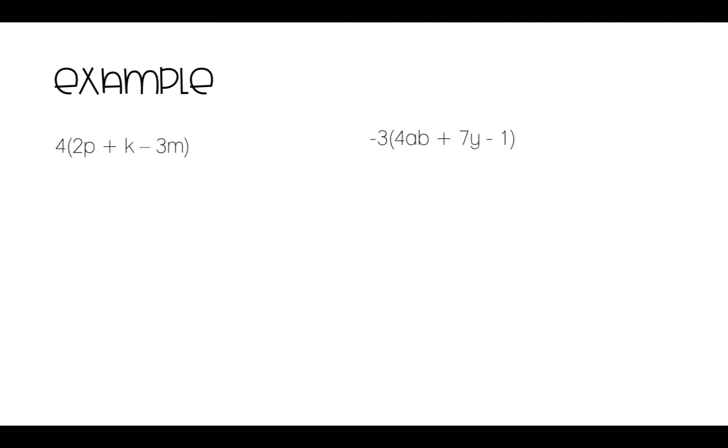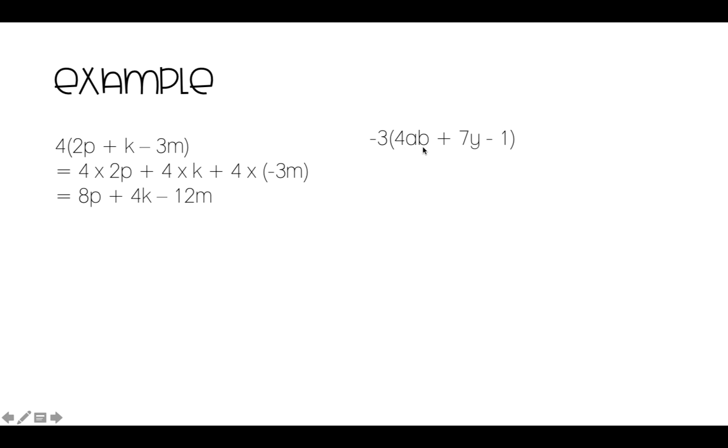Okay, so what if we have 3 terms? Well, if we have 3 terms, we do exactly the same thing. We multiply by each term. So 4 times 2p plus 4 times k plus 4 times negative 3m. And then we simplify it. So 4 times 2 is 8. So we end up with 8p plus 4 times k, which is 4k. And 4 times negative 3m equals negative 12m, so we subtract our 12m.